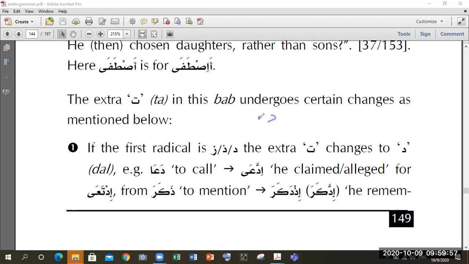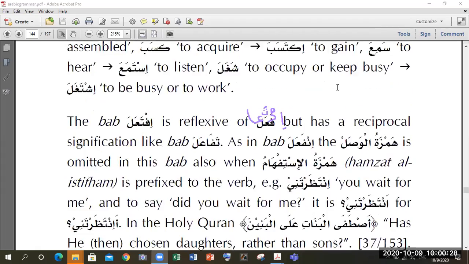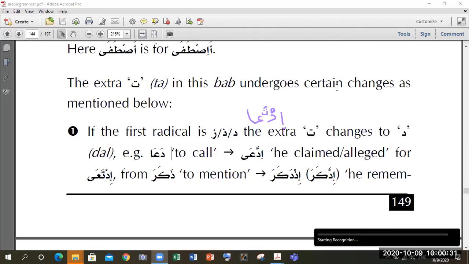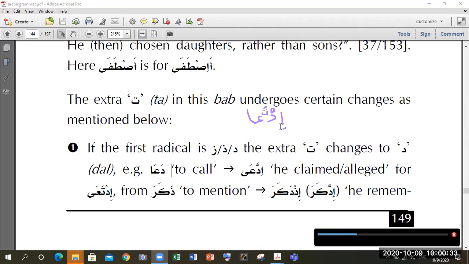So this is dal, ain, and alif. We add one alif here, and then after this we add a ta, which we make sukoon. Then we put it in the ifta'ala pattern, so it will be idta'a.